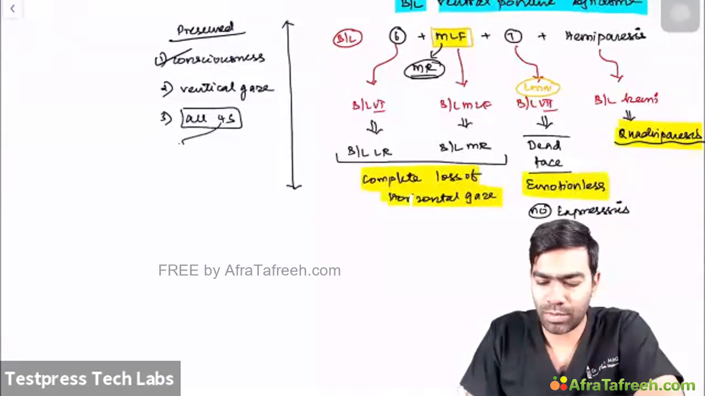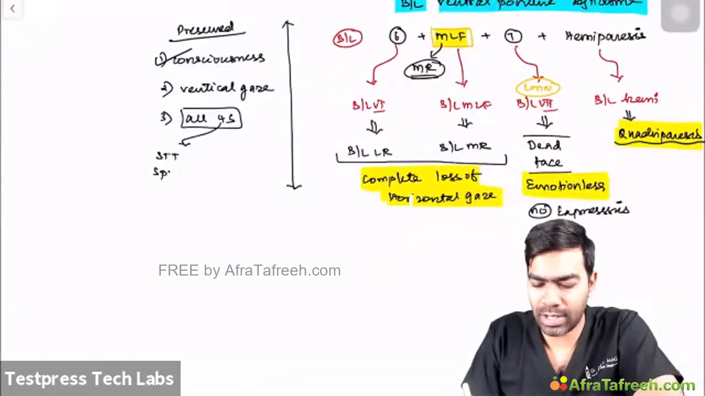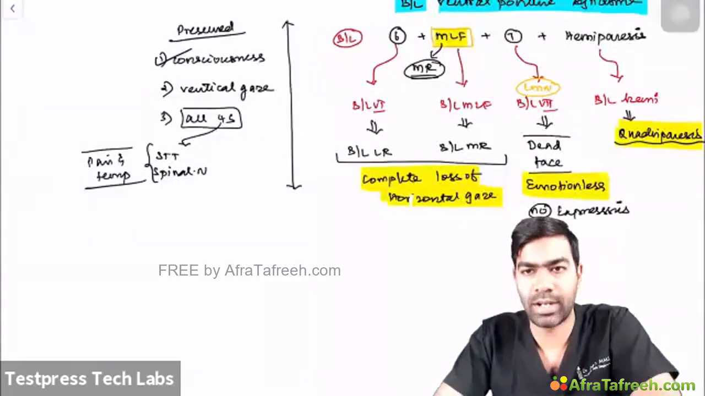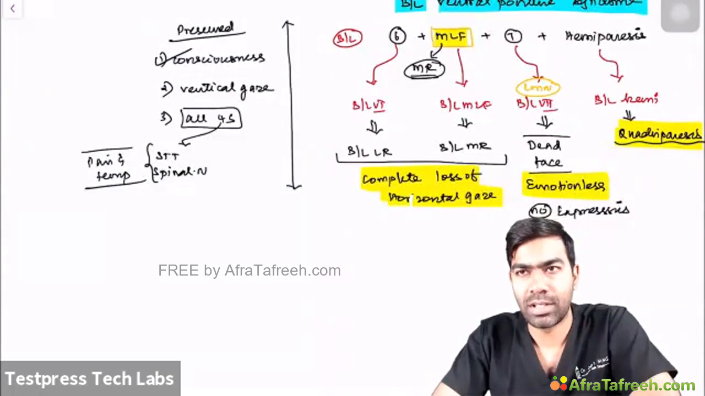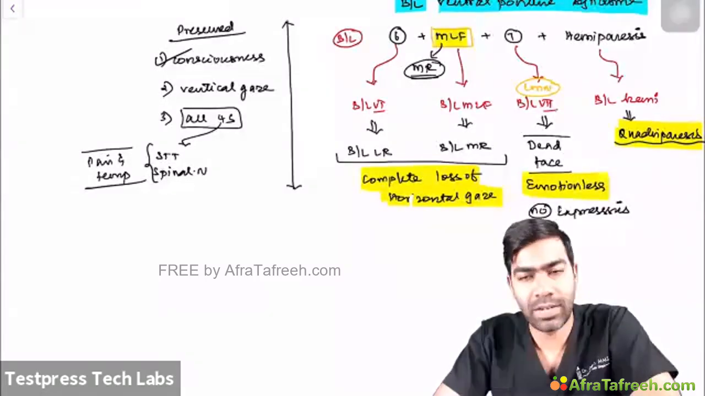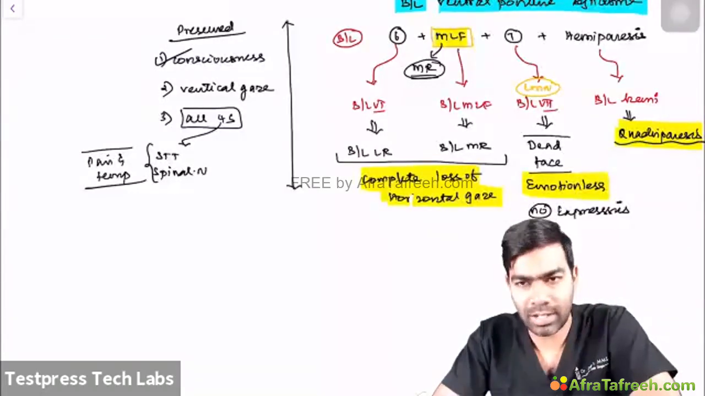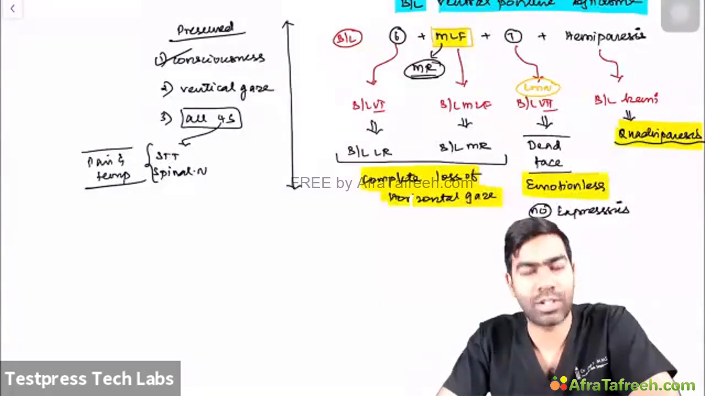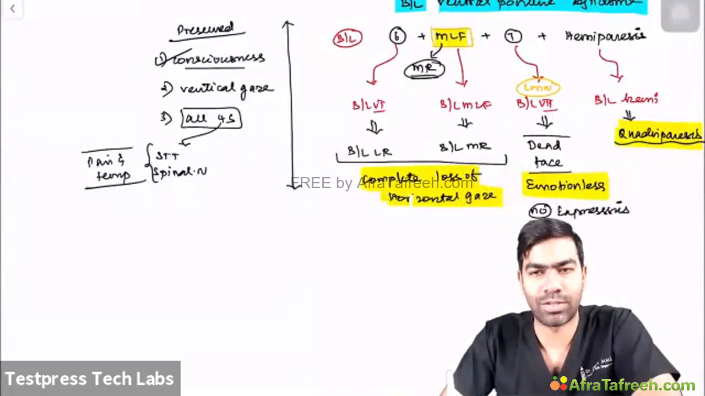The most important of those being the spinothalamic tract and the spinal nucleus of the trigeminal nerve. If both these things are preserved, the pain and temperature sensation will be preserved, which means the sufferings of the patient will be real. If somebody pinches them, they cannot express that somebody is pinching. They'll be still staring like this, but they'll be suffering from the pain. The pain will still be there, and they know that somebody is hurting them because they are conscious also.